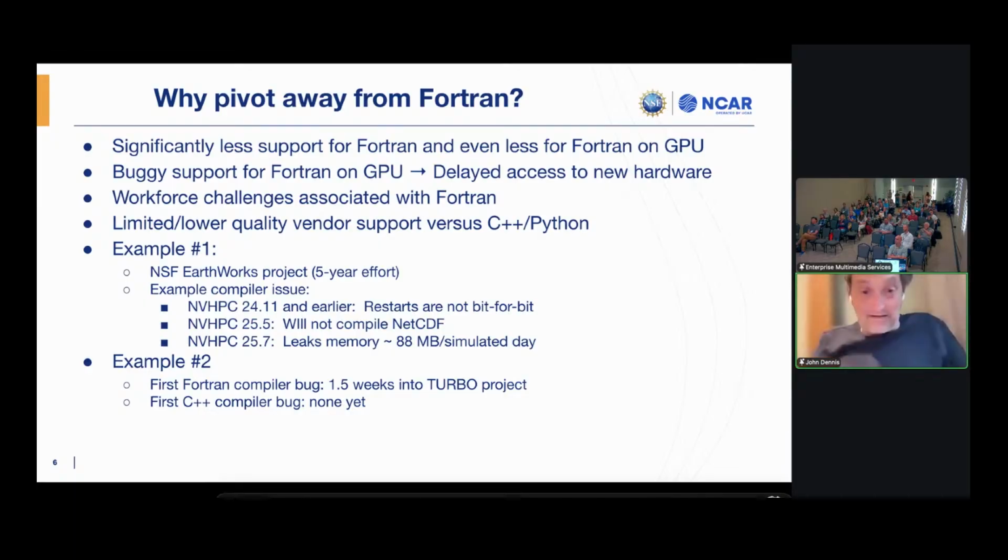So we actually wanted to focus on the bugs that users create, not the bugs that the software vendors have in their code. We're gaining experience with this project, and we're trying to note it here. The first Fortran compiler bug impacted the project 1.5 weeks into the Turbo project. And so far, we have not run into a single C++ compiler bug yet. That's just our experience so far.